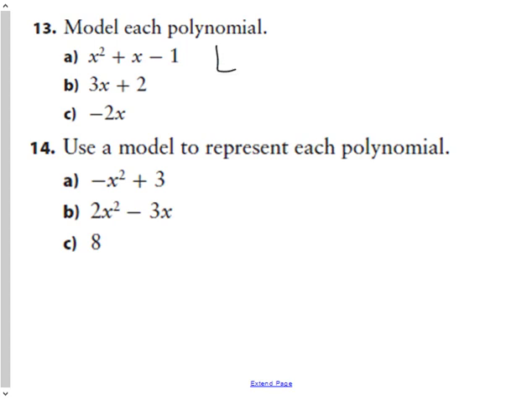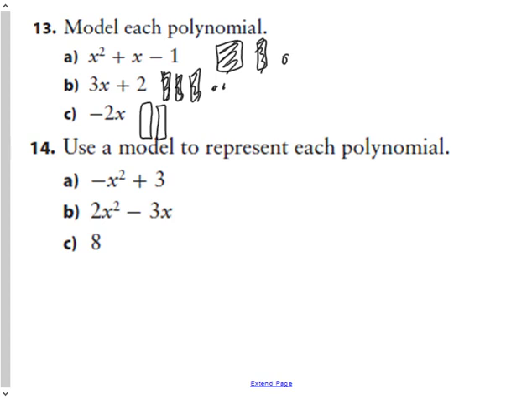And finally, the last question, 13 and 14, says model each polynomial. So the first one would be an x squared tile, and an x tile, and a minus 1 tile. That is x squared plus x minus 1. 3x plus 2 would be an x tile, and an x tile, and an x tile, and a plus 2. And your negative 2x would be an open x tile and an open x tile for negative 2x.